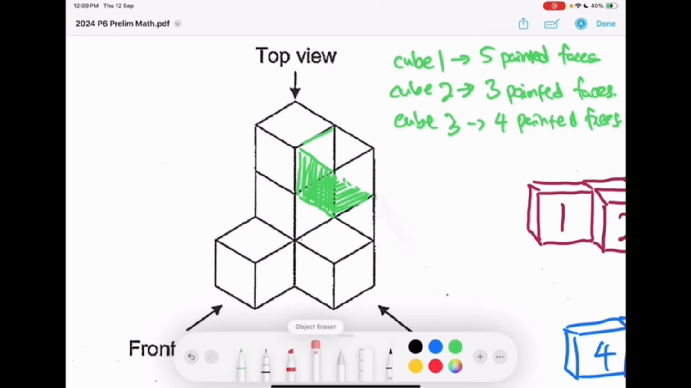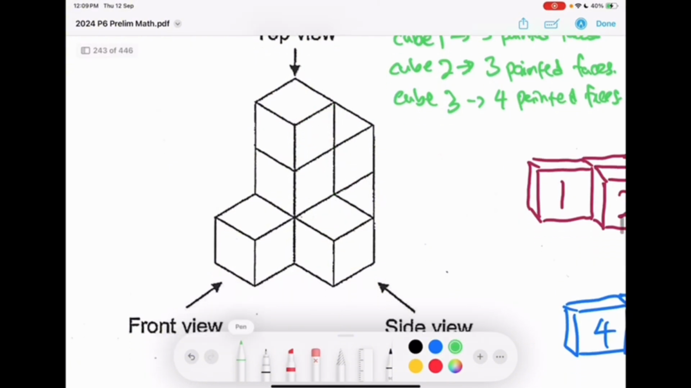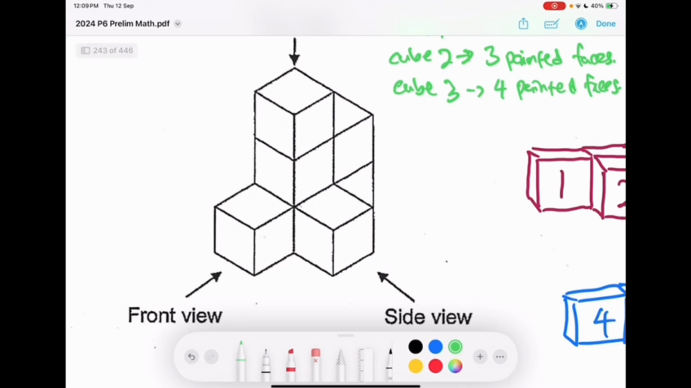Alright, so that's one cube that has exactly 4 painted faces. Okay, let's move on to the next cube. Let's go to this one, cube 4 over here. From here, we can see that there is only one side, which is this one over here at the back, that is being blocked by its neighboring block. So that is cube 4. Okay, it has only one face that is being blocked. That means it has 5 painted faces.